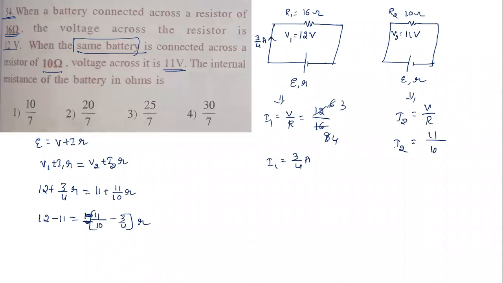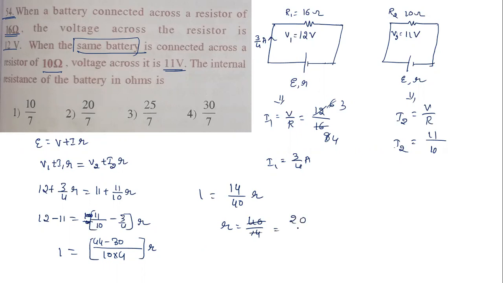So I want to simplify this one. It will become 1 is equal to, it is 10 into 4, 44 minus 30 over 40. So 1 is equal to 44 minus 30, which is 14 by 40, multiplied by R. Then R equals 40 by 14. Okay, cancel. It will be 20 by 7. So where is the option? Here is the option. So we get the answer 20 by 7.